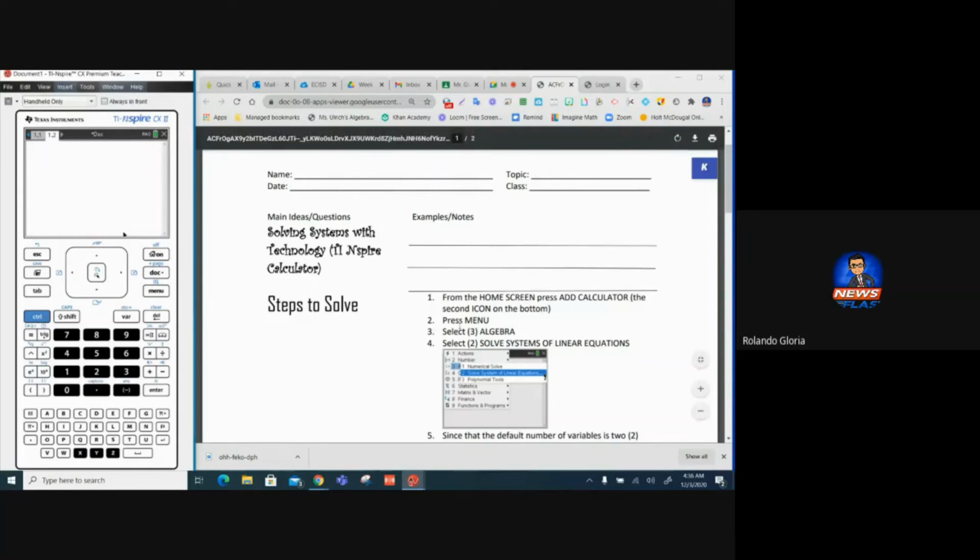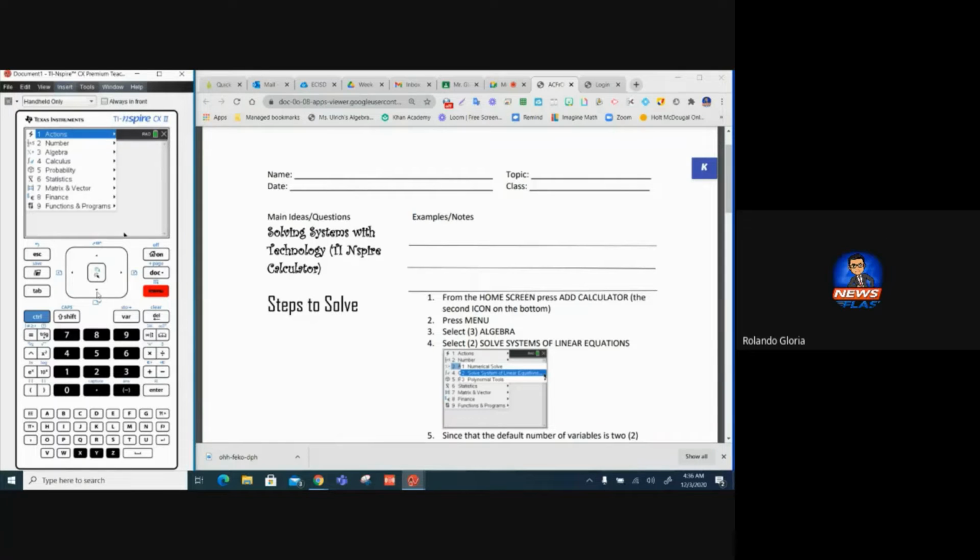Okay, so it says press menu. We're gonna press menu here, then go down to algebra. Then from here we're gonna press the arrow right to go to option number 2, which is solve systems of linear equations, and hit enter.